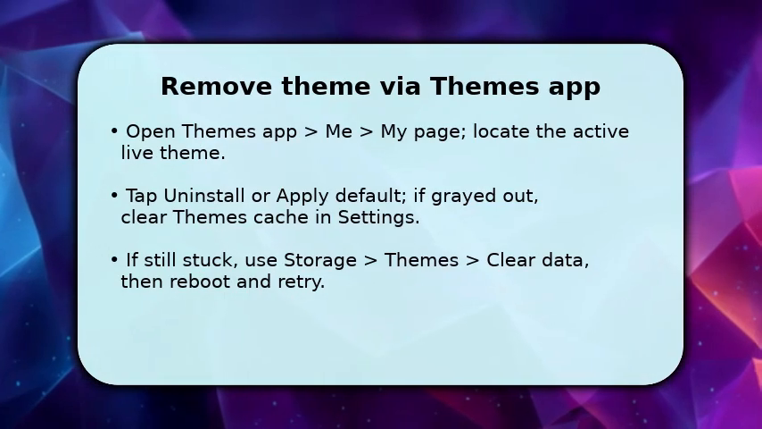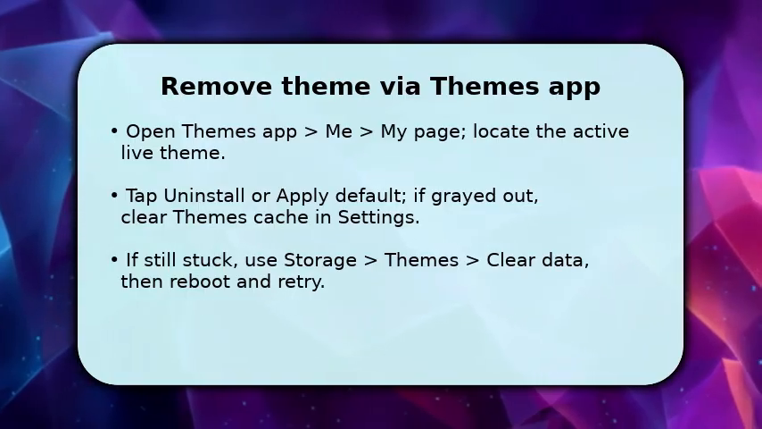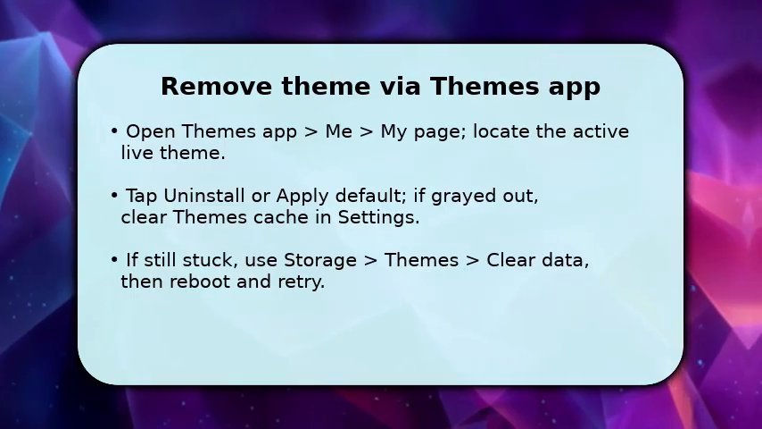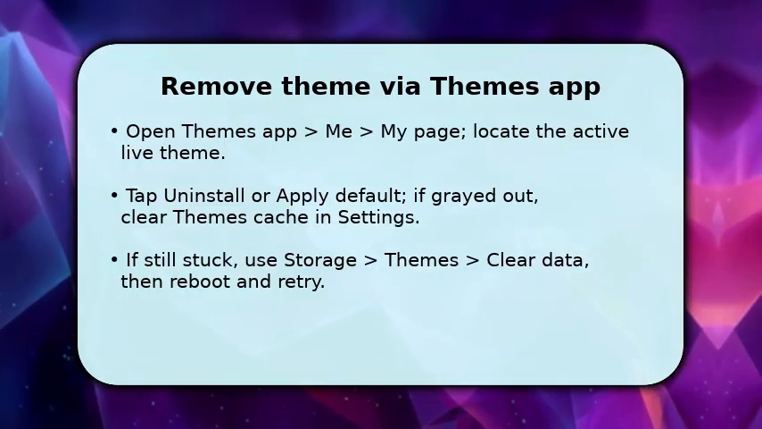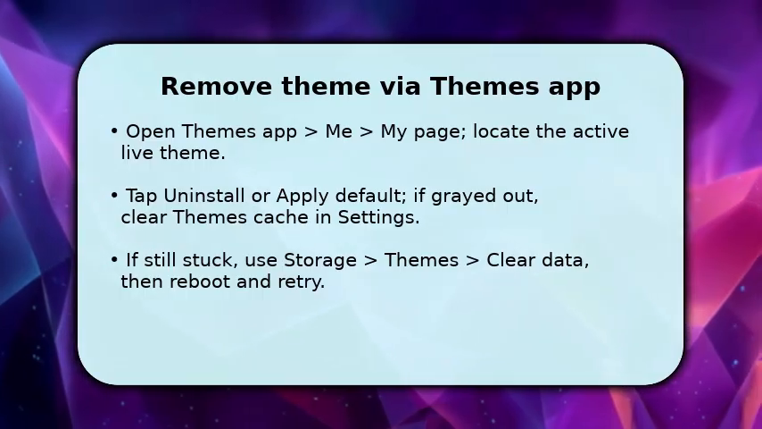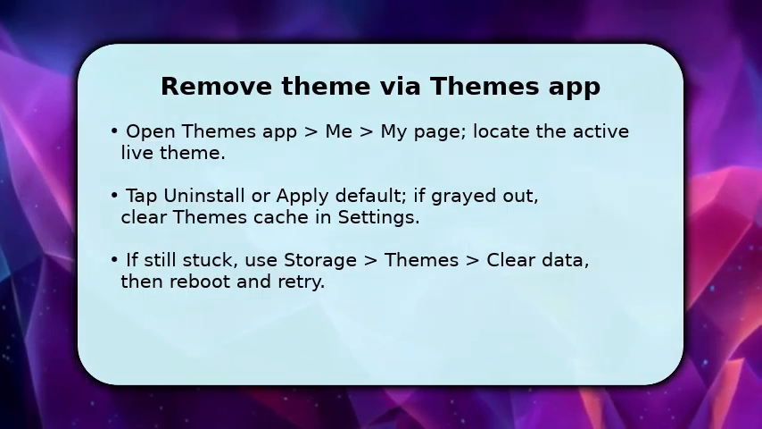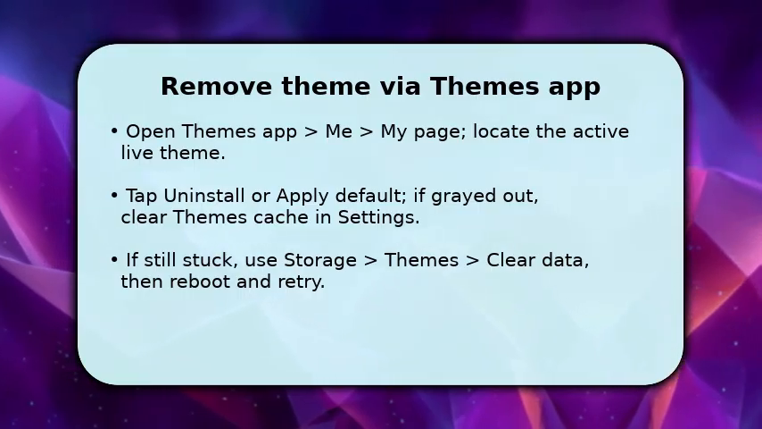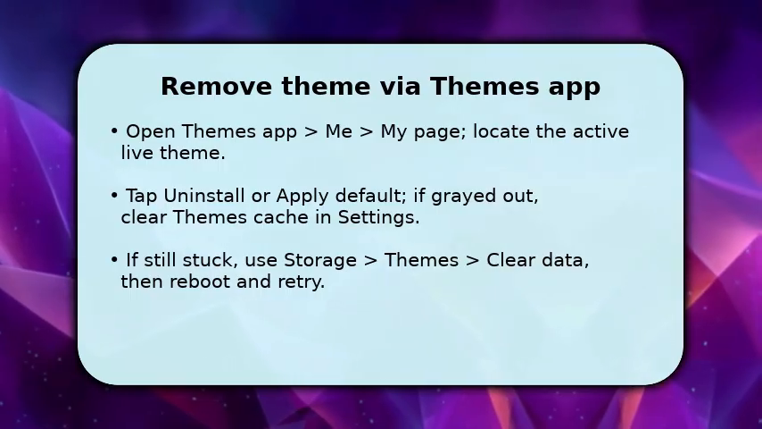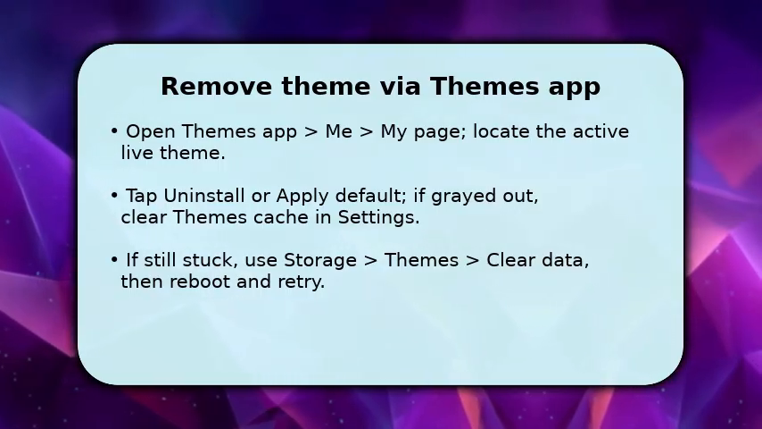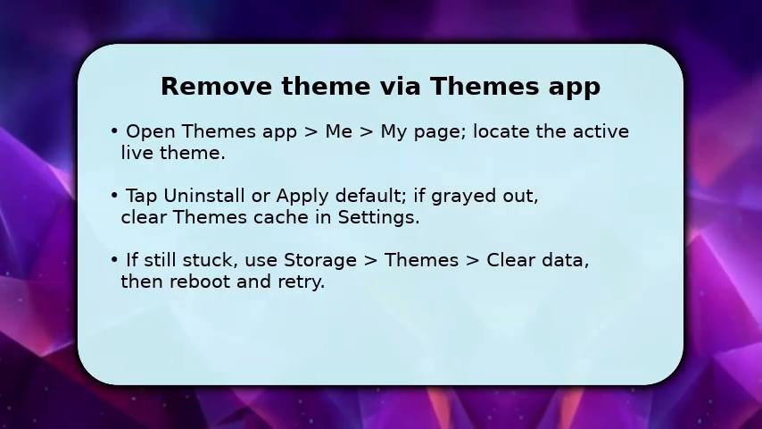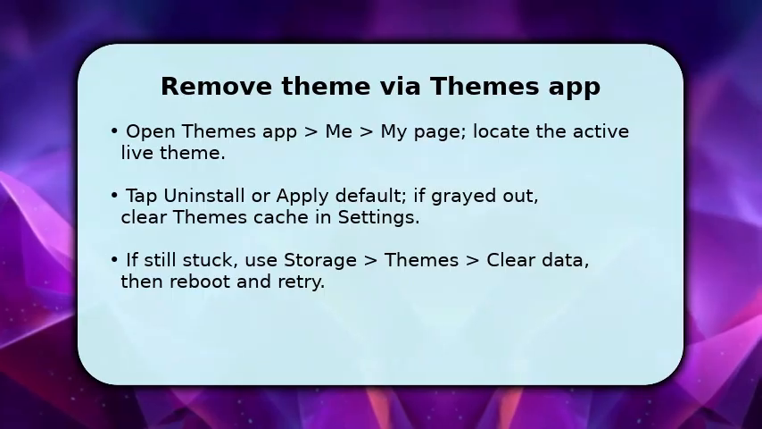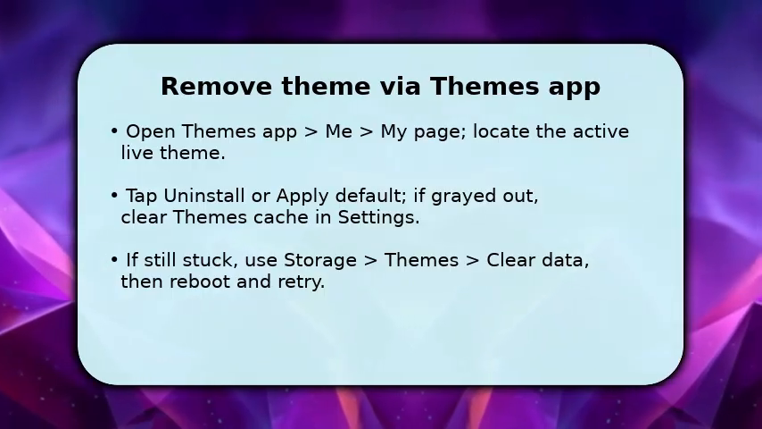You now remove the live theme using the Themes app. Go to Themes, Me, My page and find the active live theme, hit uninstall or apply default to restore the system theme. If the uninstall button is grayed out, make sure to clear the theme's cache in Settings, Apps, Themes, then force stop and reopen. Once done, use Storage, Themes, Clear Data if necessary. This removes residual settings. Make sure to reboot after clearing so system processes reload, and the default theme fully applies.